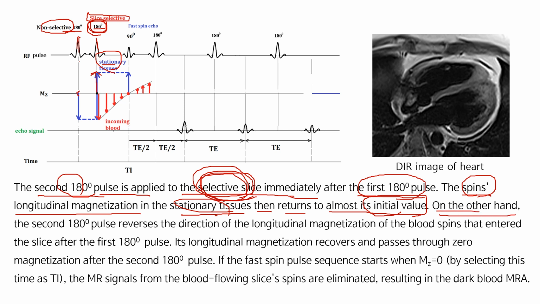On the other hand, the second 180-degree pulse reverses the direction of the longitudinal modulation of the blood spins that entered the slice after the first 180-degree pulse. So blood is flowing into the image thickness. So the modulation of the spins of flowing blood into the image thickness is reversed by this second 180-degree pulse. So this shows as the red arrow. Okay.